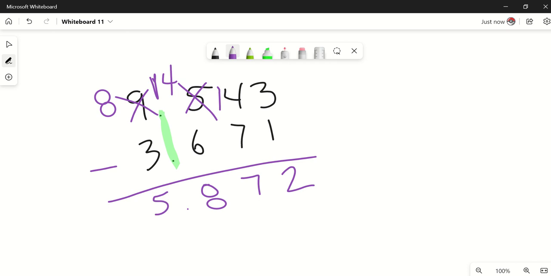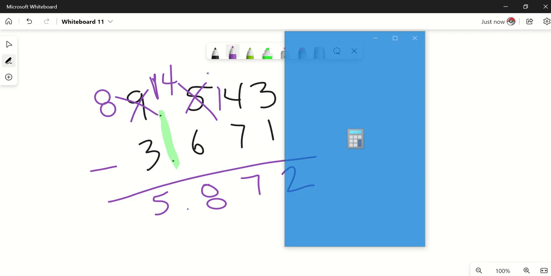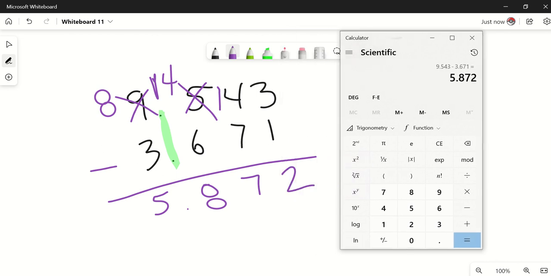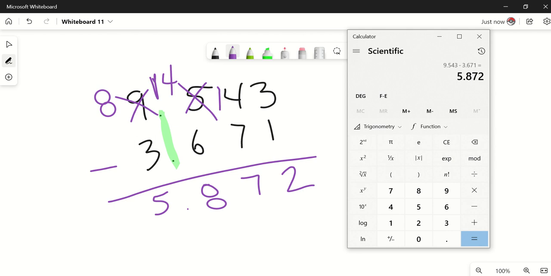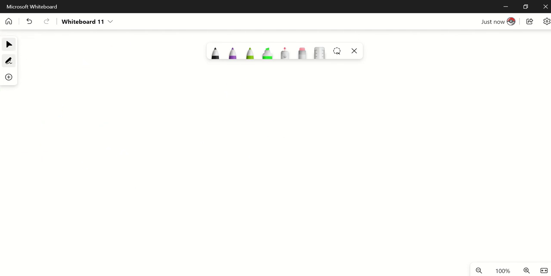And we will check our work to make sure that we did everything correctly. 9.543 minus 3.671. And I did put it in correctly. Equals 5.872, which is exactly what we got. So we did the question correctly. Now let's move on to a different example.